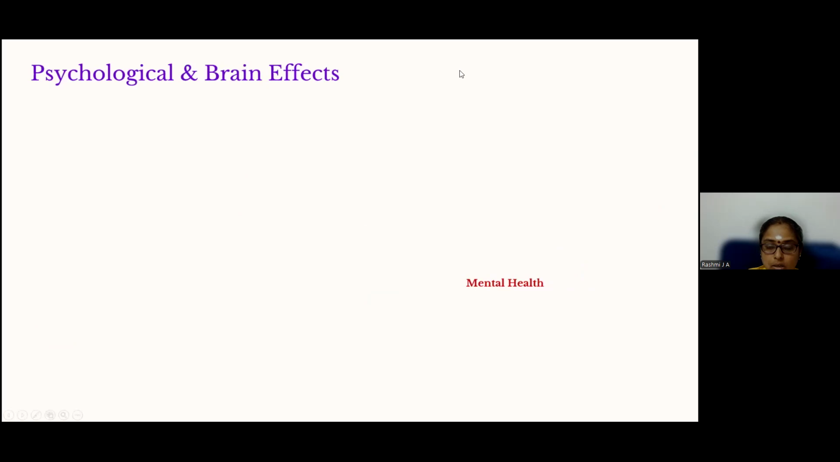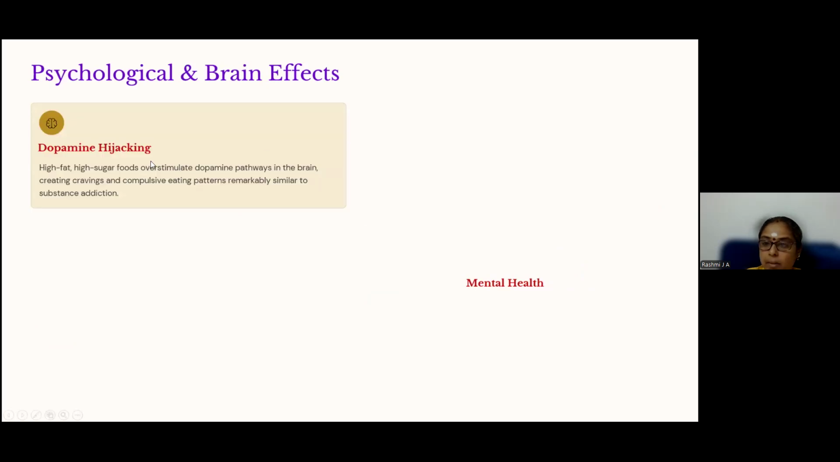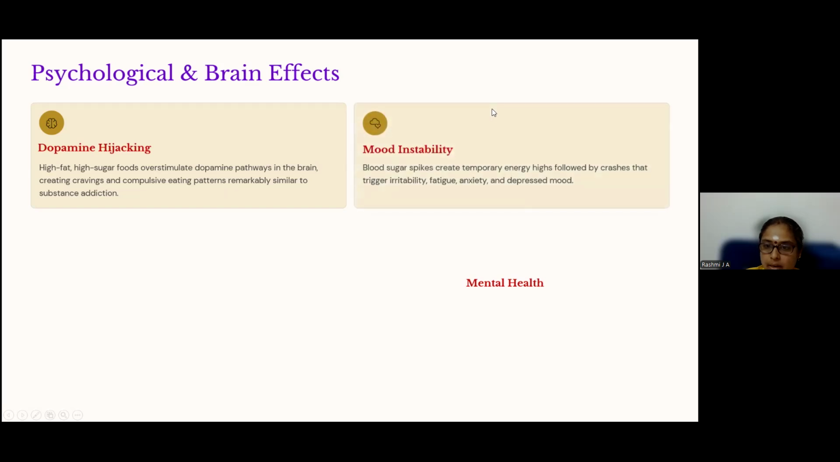Then what is the psychological effect? Dopamine hijacking: high fat, high sugar food overstimulates the dopamine pathway in the brain, creating cravings and compulsive eating patterns. Then it will cause food addiction. Then mood instability: blood sugar spikes create temporary energy highs, and then crashes that trigger irritability, fatigue, anxiety, and depressed mood. So there are 2 things to be noted.